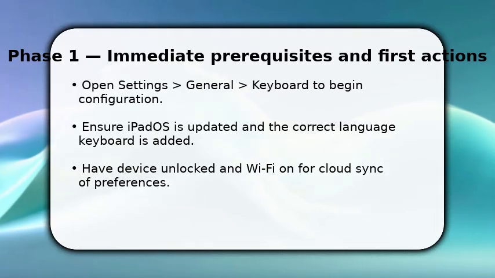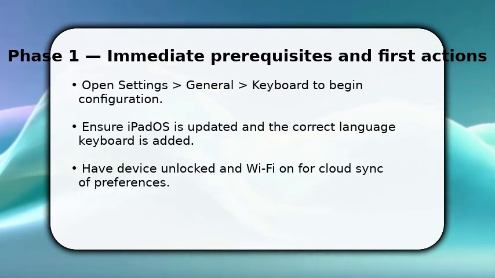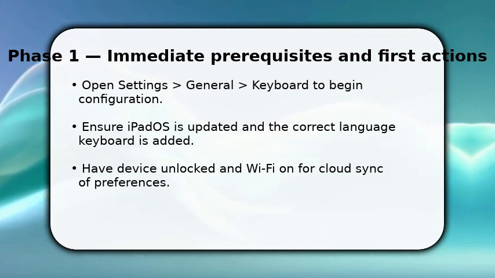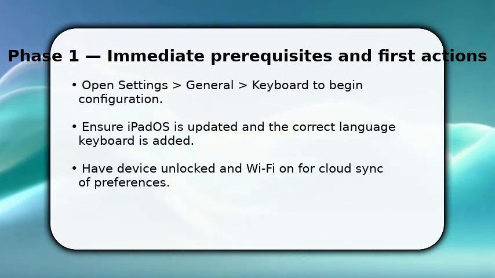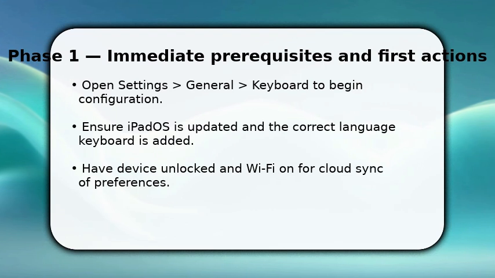You'll start inside Settings, go to General then Keyboard. First, confirm the language keyboard you want is added, because Autocorrect follows that language. Once done, make sure iPad OS is current and Wi-Fi is enabled for syncing. Now tap Keyboard to reveal options. You'll see Autocorrect, Predictive, and Text Replacement.